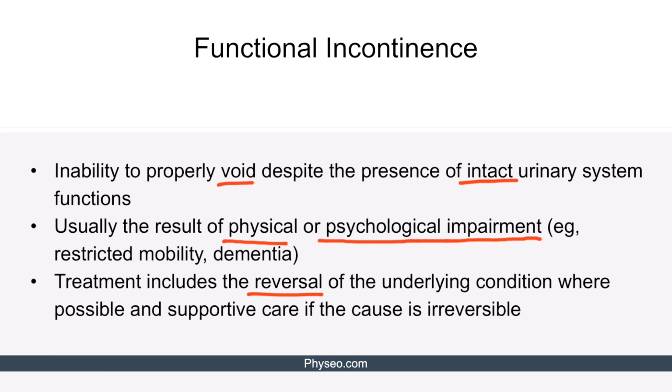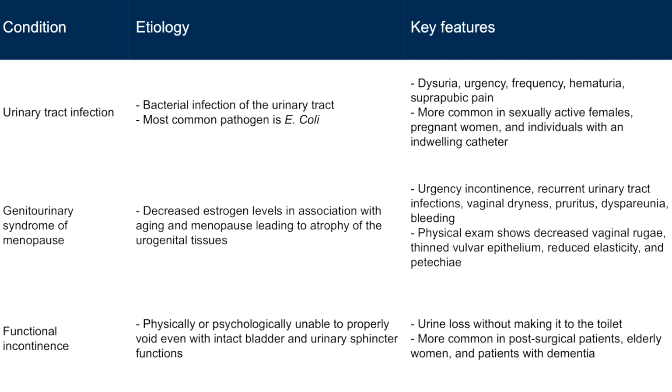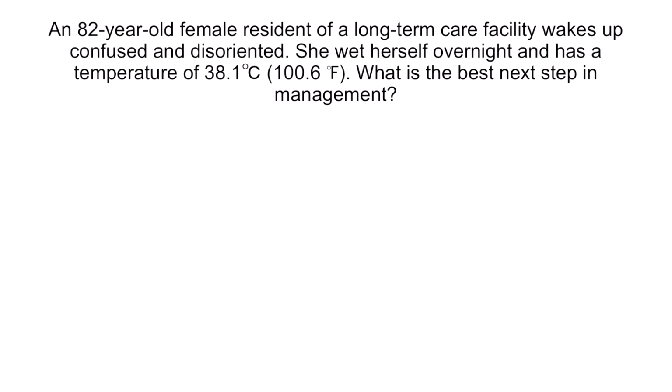Now, in some cases, such as those with dementia, supportive care is really all that can be offered because you can't reverse dementia. And here's an overview table of urinary incontinence and those etiologies and their key features. Now let's wrap up with a question. An 82-year-old female resident of a long-term care facility wakes up confused and disoriented. She wet herself overnight and has a temperature of 38.1 degrees Celsius. What is the best next step in management?